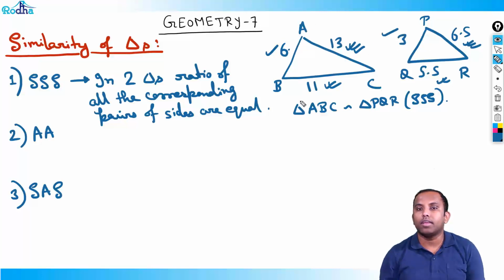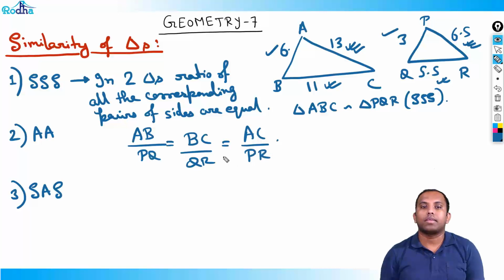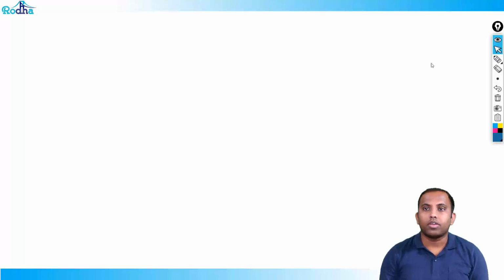AB upon PQ is equal to BC upon QR is equal to AC upon PR. So all are the same, right? That's why it is similar. So the second one is AA similarity.